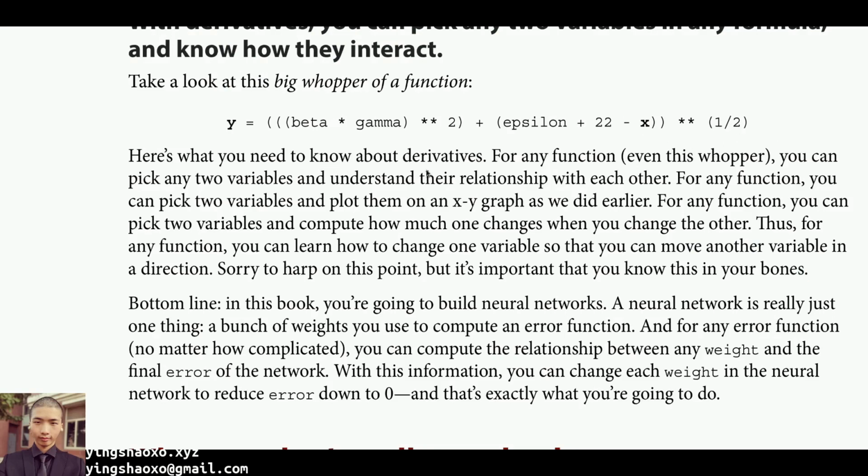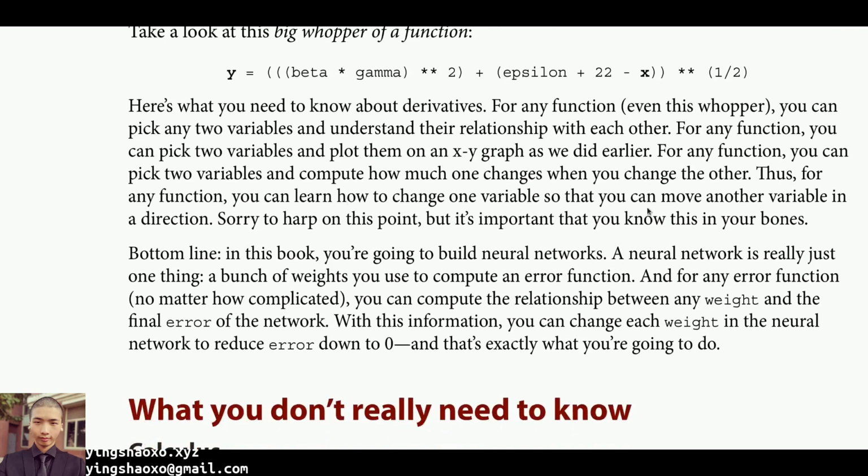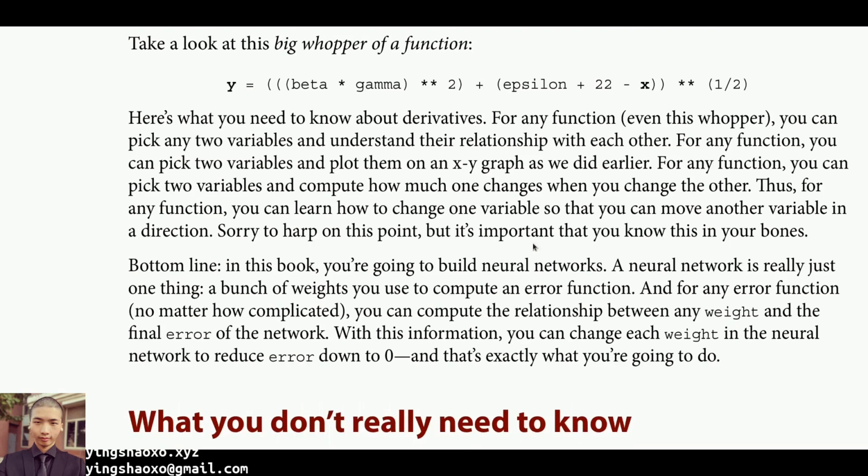Here's what you need to know about derivatives. For any function, this one, you can pick any two variables and understand the relationship with each other. For any function, you can pick two variables and plot them on an xy graph, as we did earlier. For any function, you can pick two variables and compute how much one changes when you change the other. Thus, for any function, you can learn how to change one variable so that you can move another variable in a direction. Sorry to harp on this point, but it's important that you know this in your bones.